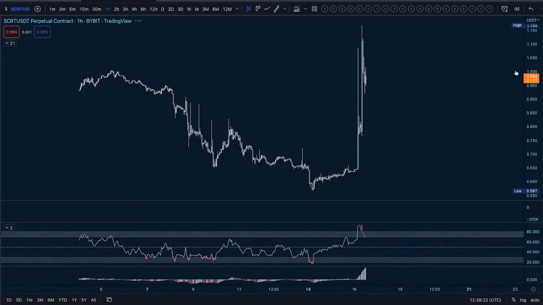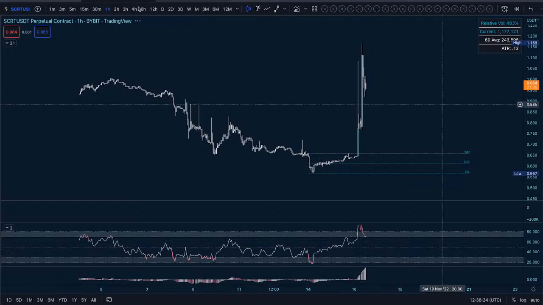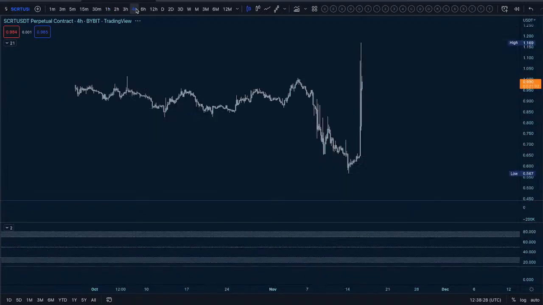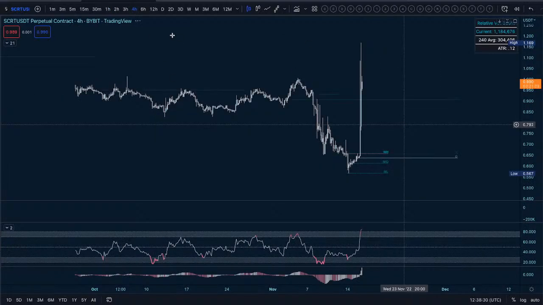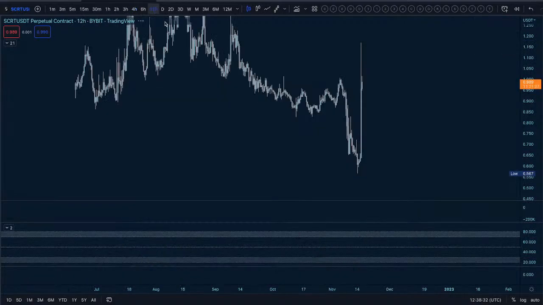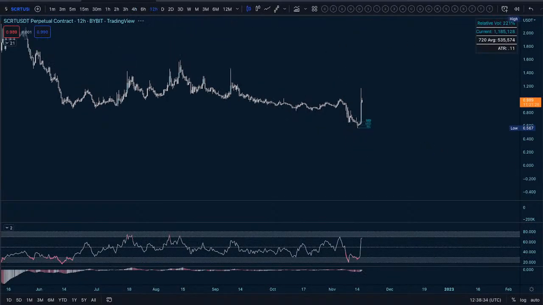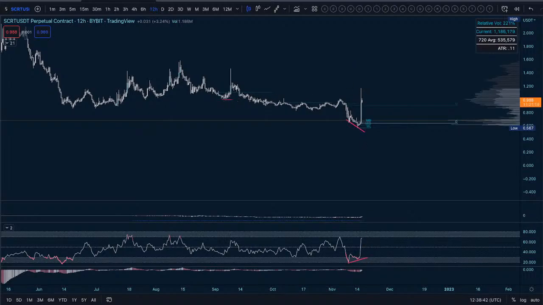What the fuck? Why is this coin popping? I mean, it had a nice dip forming here, but what's the reason that it pumps so hard? Because it's an illiquid shit coin. Yeah, there's lots of volume coming in also.